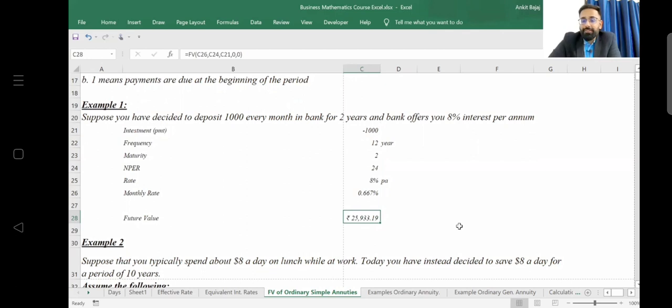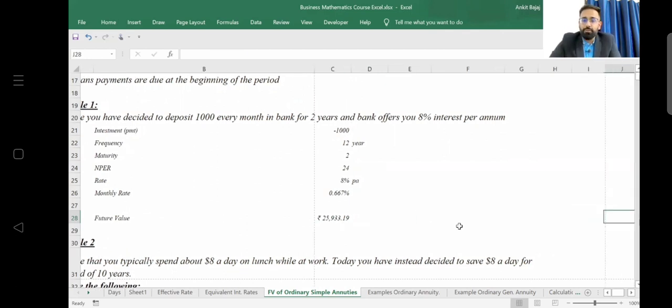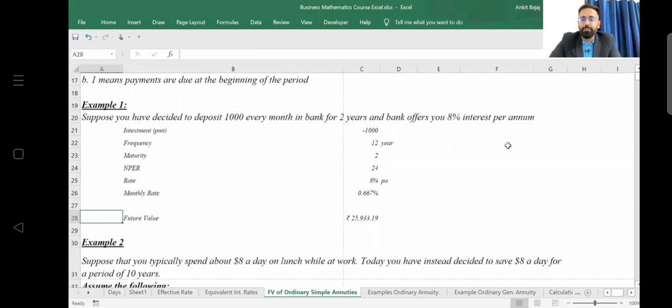This is how you will be calculating. Now let's suppose you don't want to use this formula, or let's suppose you don't know the formula. Now what process will you follow? Every month you will be investing some amount, so here you will follow the long cut method. Quickly, I will show you the long cut method also.